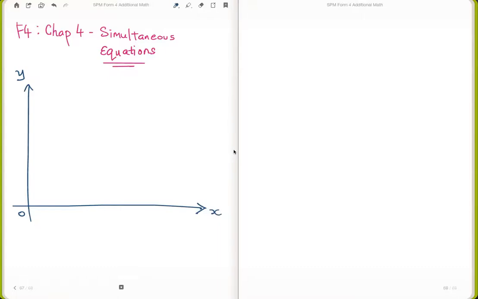To show you on Form 4 SPM, Form 4 Chapter 4 Simultaneous Equation. Now this chapter is actually a continuation from the previous chapter on quadratic equation, but now the concept would be if you were to have two equations, one would be a non-linear equation, maybe a quadratic equation, and the second equation is a linear equation perhaps.